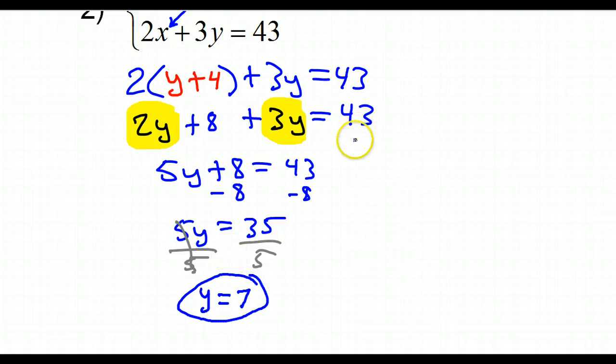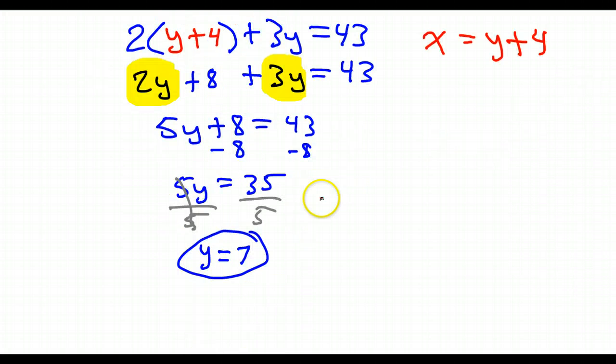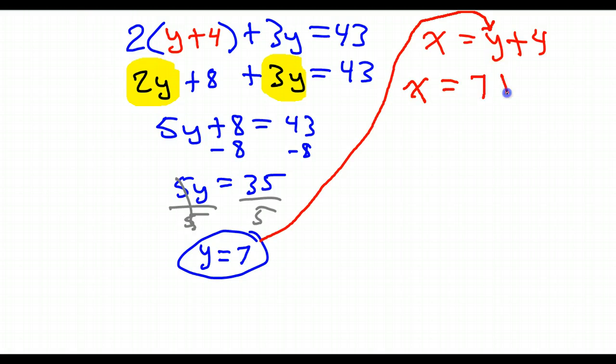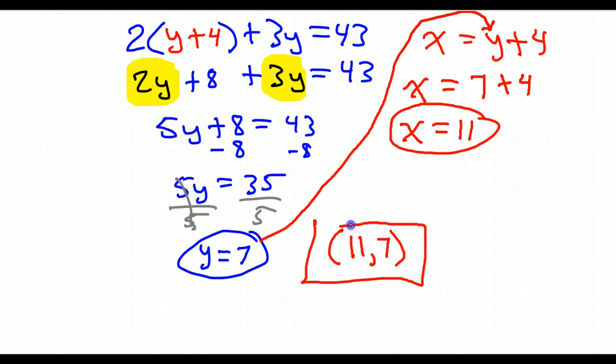Now that's my first answer. All right, but I still need x. So it would be really easy to use this equation up here because we know that x equals y plus 4. Okay, I just copied that. But now we know that y is 7. So if I take this and put it in for y, that's going to give me 7 plus 4. So therefore x equals 11. And as an ordered pair, we'd have 11, 7. Okay, so there's our answer to number 2.